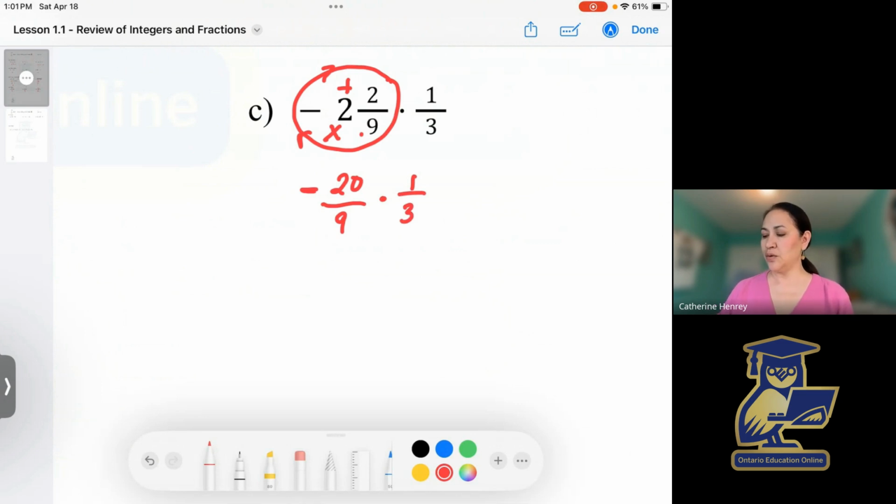And again here, there's no numbers to cross cancel. So we will just multiply straight across the top and straight across the bottom. We'll get -20 in the numerator, and at the bottom, 9 times 3 is 27. Again, we have a fraction that can't be reduced any more than that.